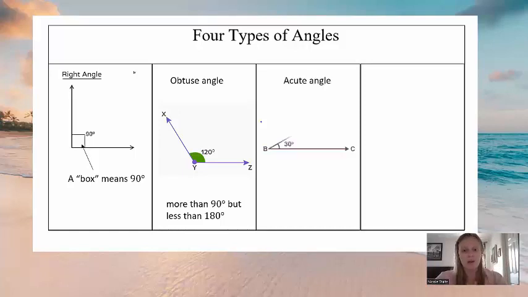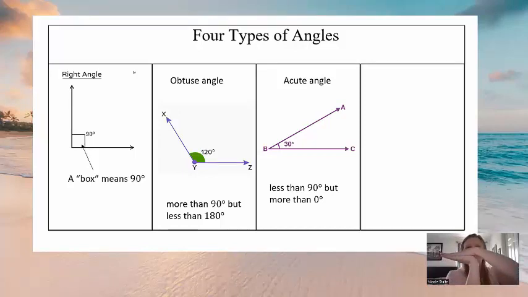Then we have our acute angles, and those are angles that are less than 90 degrees, but more than 0 degrees. So we would still open up or fan out our ray, but it wouldn't go up to 90 degrees. It would stop before that.